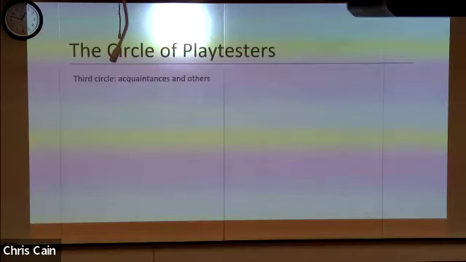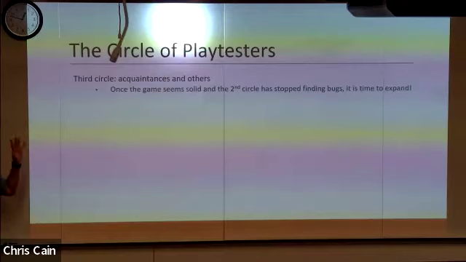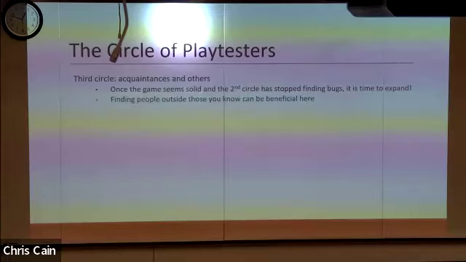Third circle. Any acquaintances and other people who are outside your close circle of friends. So you've reached now a point where the game seems solid. The second circle is no longer finding any bugs. Then it's time to create a new scale. We need more people to find the corner case bugs, the particular hardware configuration bugs, the one person out of 10,000 who plays the game this way kind of bugs. So anyone outside of who you know.